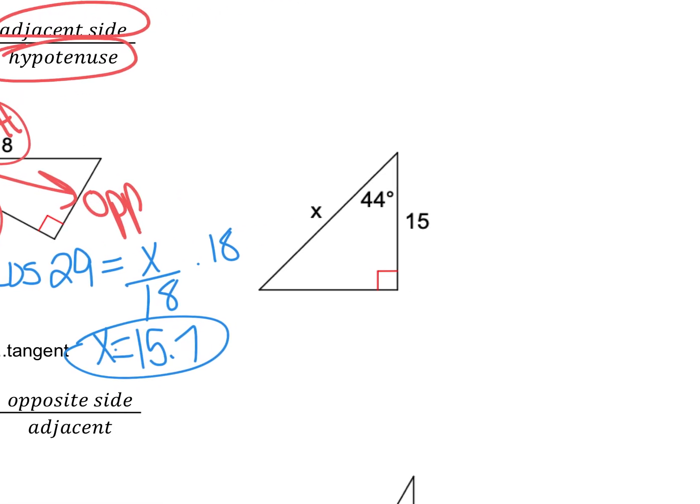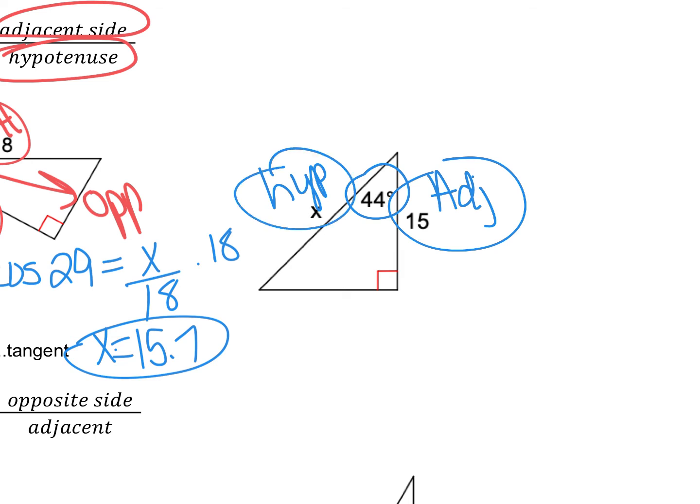Okay, one more here. Same basic idea. Here is our angle. This side is adjacent or next to our angle. This side is the hypotenuse. We know information about the adjacent and hypotenuse. That tells me I need to use the cosine. Angle is attached to the trig function. And we have adjacent, which is 15, over hypotenuse, which is x.